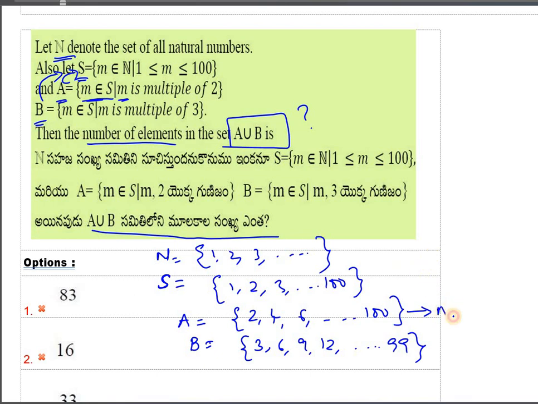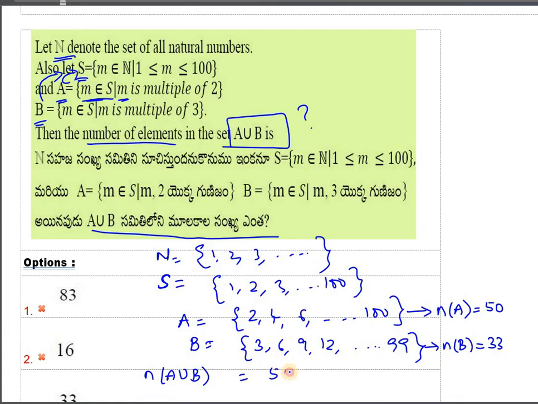So we will find the number of elements of A, n(A). How much is n(A)? These are even numbers. From 1 to 100, how many even numbers? 50. What about n(B)? The number of elements in B. This is the multiples of 3. So 100 divided by 3 is 33. So B contains 33. The 3 table is there, the 2 table is there, 100 divided by 2 is 50. So we know these two. Now we have to find the number of elements of A union B.